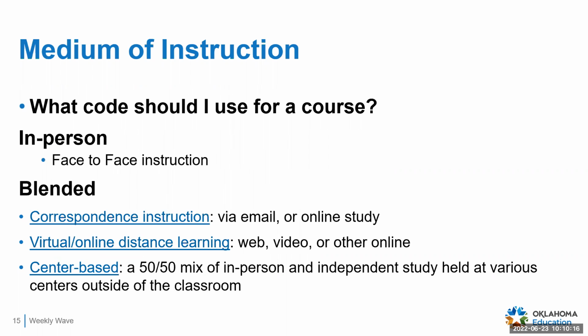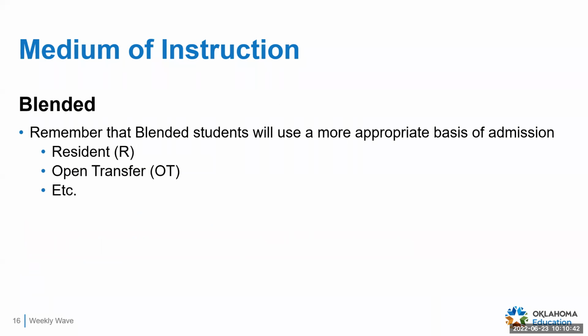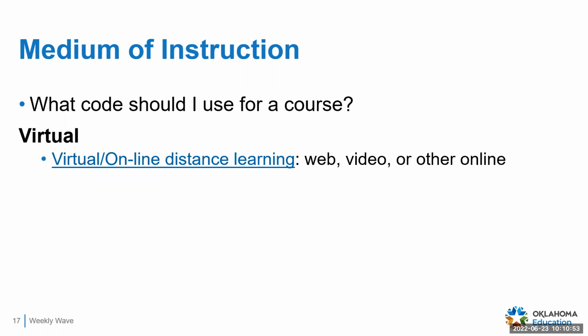I just mentioned we see face-to-face quite a bit. That's your in-person. Blended can either be correspondence via email or online study. You've got your virtual online distance learning, which can be web, video, or other online. If it's center-based, it's a 50-50 mix of in-person or independent study held at various centers outside of a classroom. And for blended, your basis of admission is either going to be resident or open transfer, et cetera. Virtual, like I said, is going to be web, online, or other online.